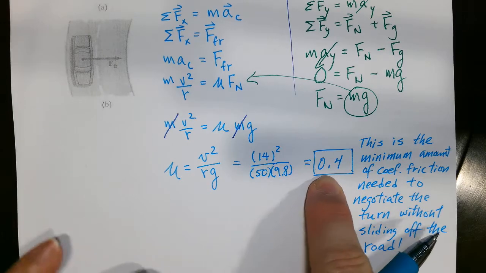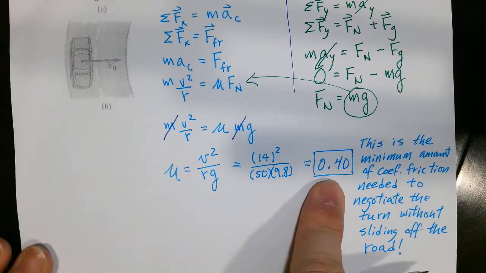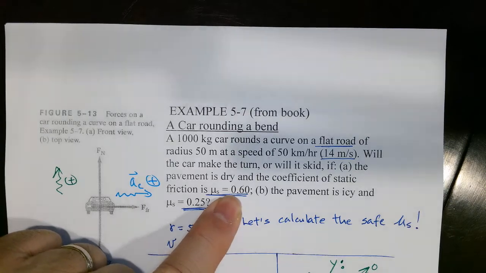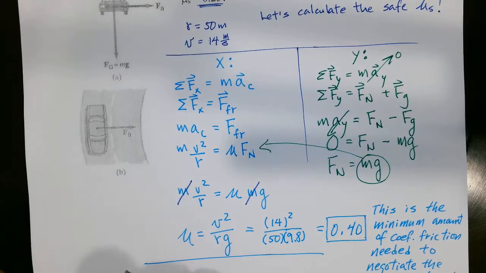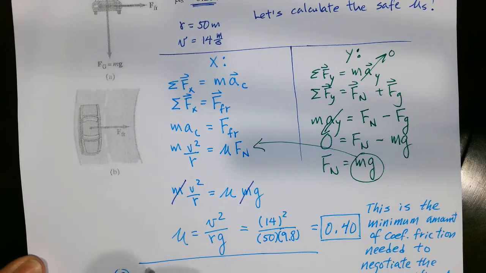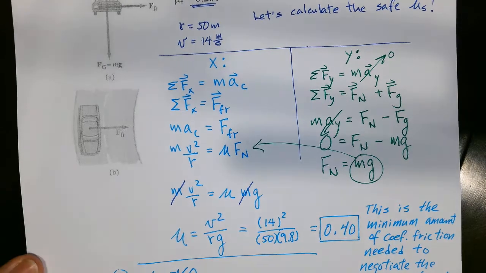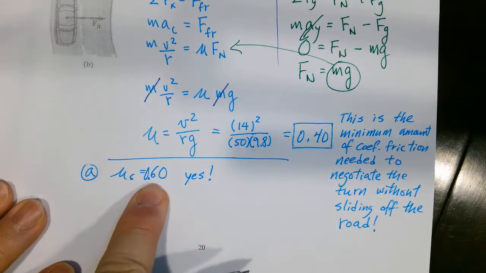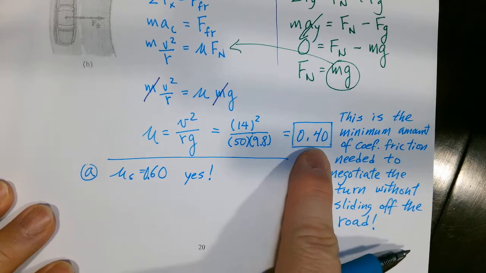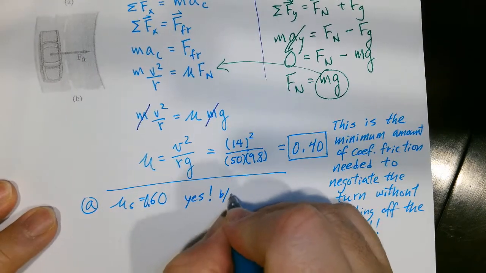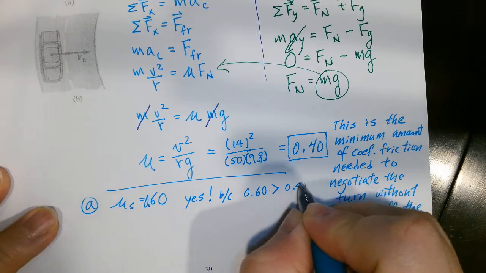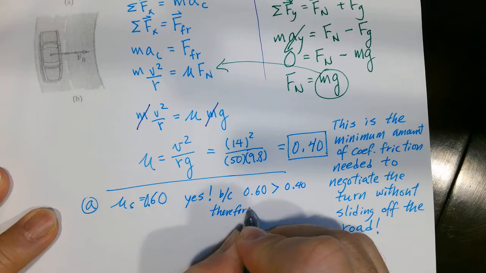So if this is the minimum coefficient of friction needed to avoid sliding off, will it make this turn on dry pavement at 0.6? So for part A, dry pavement, mu sub s is equal to 0.60. Will it make it? And the answer is yes, because now you have more than enough to negotiate that turn, because 0.4 is all you need. 0.6 is definitely greater than 0.40. Therefore, yes.